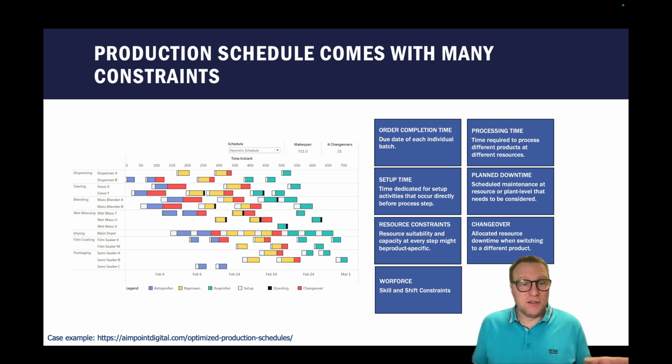Then you have the processing time. How long do you really produce? Then you have a planned downtime. That's maybe a scheduling of something, and you really have to orchestrate everything around your planned downtime.